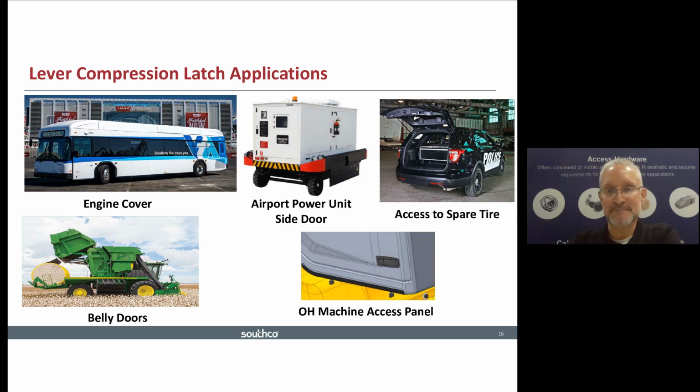things in the field. The airport power unit you see in white in the middle above actually has lever latches on the front panel and the side, which prevent a flush exterior, but allow for simple opening with a simple push of a button. And that's also similar seen on the access panel for the off-highway machinery image below. I think one of the more unique applications is the spare tire access panel in the back of this police vehicle as well. Again, able to provide some security and be flush to not catch on things as well.